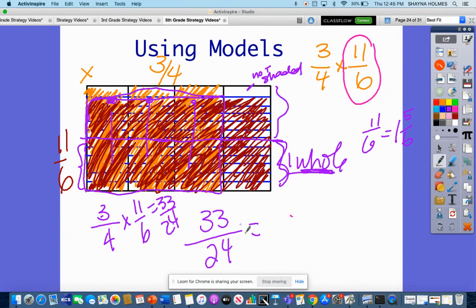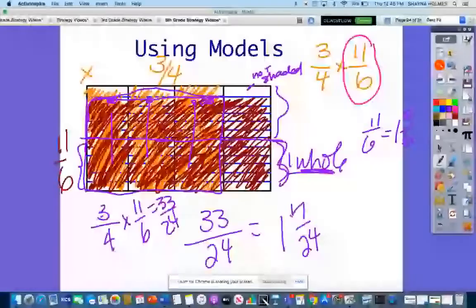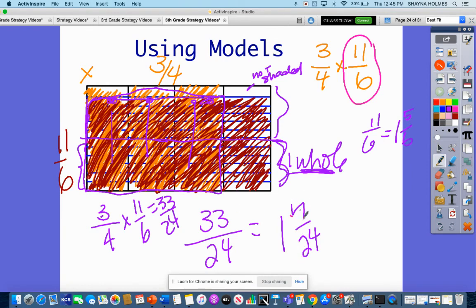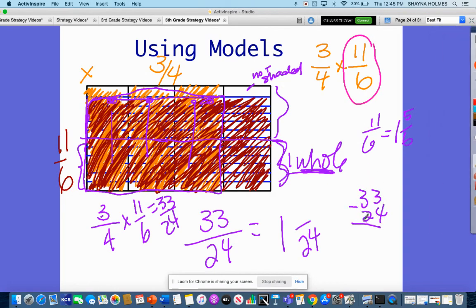So 33 over 24 equals 1 and, what is that, 7/24? 1 and 7/24. So I would have one whole. If I moved these sections down here, I would have one whole and then 7 and, oh, sorry, it's not 7. Subtracted wrong. Let's see. 33 minus 24. 24 to 30 is 6. It's 9. 9/24. I almost made a really big mistake right there. 1 and 9 over 24.